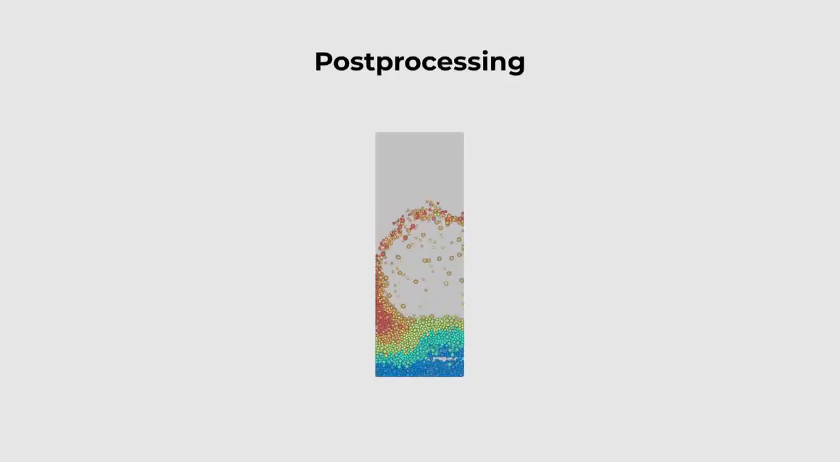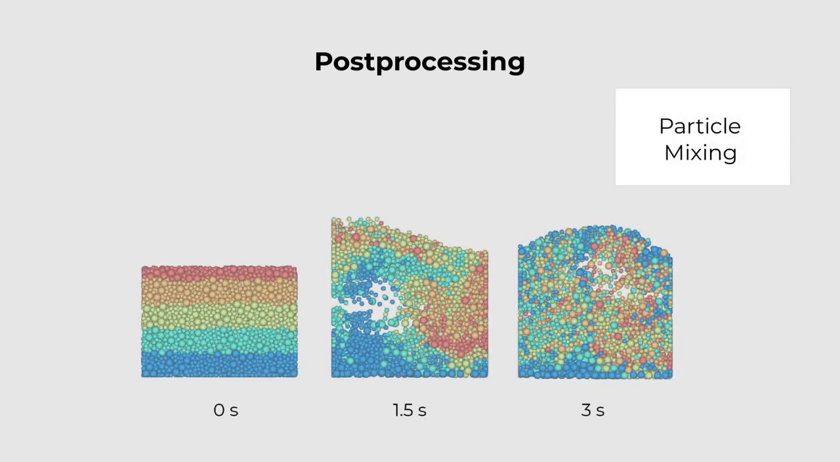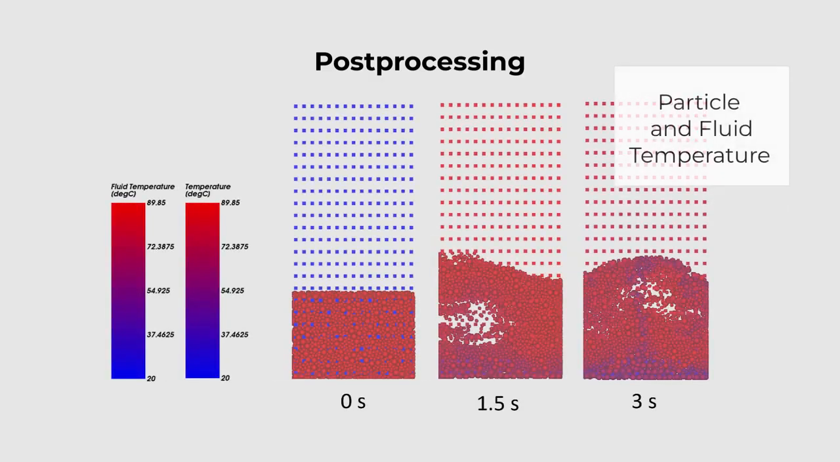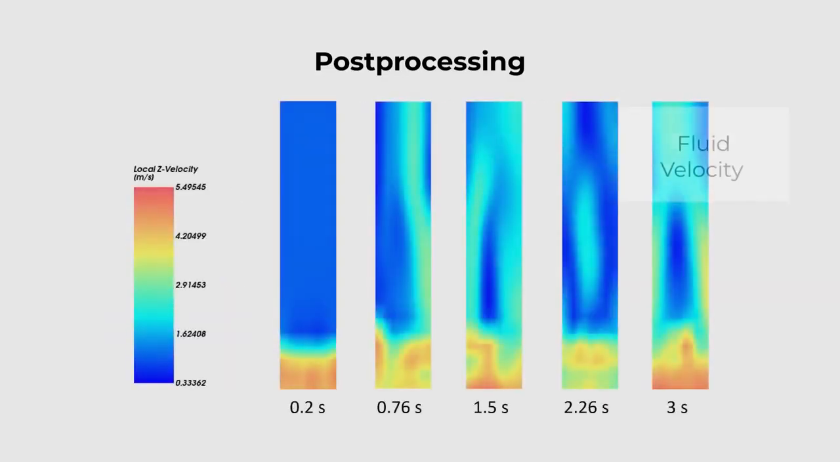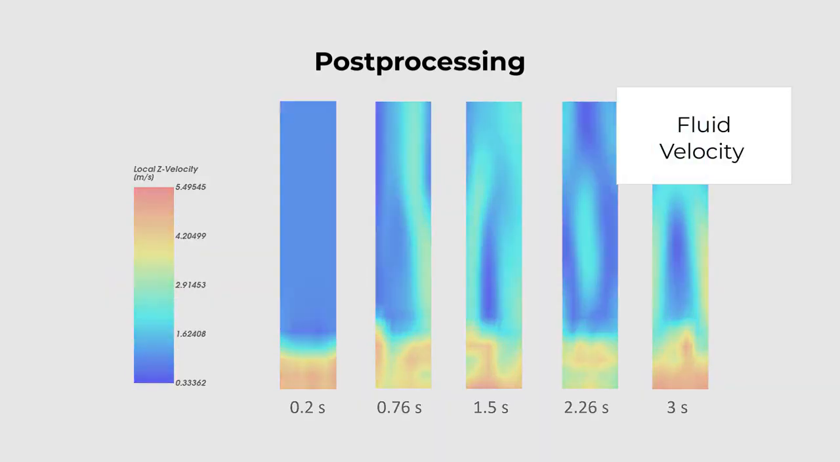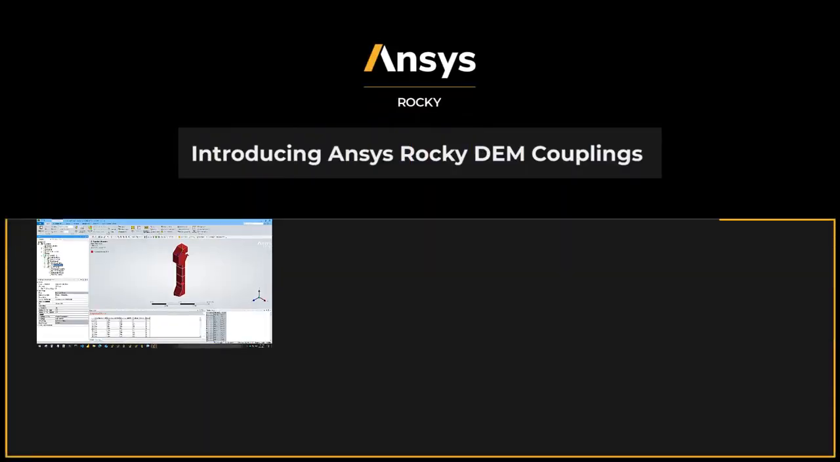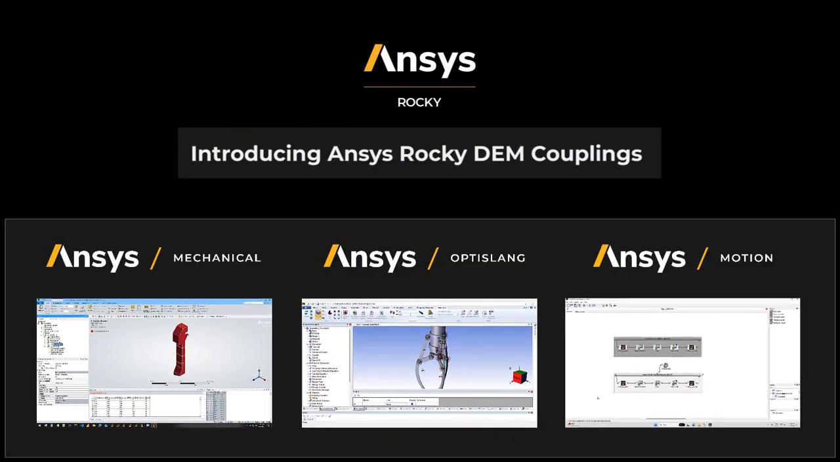After the simulation is finished processing, here are some post-processing examples of a DEM-CFD coupled simulation. It's possible to analyze the mixing of particles due to airflow, to analyze variations in temperature for both particles and fluid, or even to visualize fluid velocity and how this property varies along the simulation. Be sure to watch the other 3 videos in this couplings course. By integrating Ansys Rocky with other powerful Ansys software, you can make the most of multi-physics simulations.